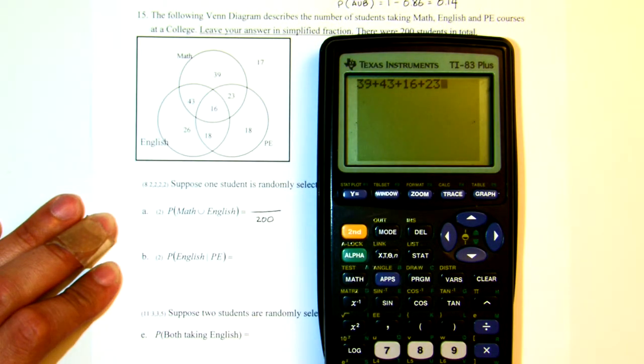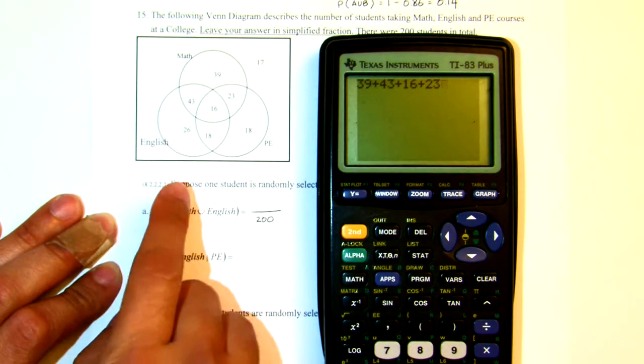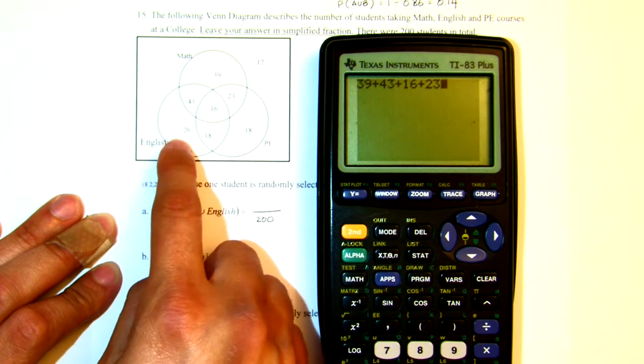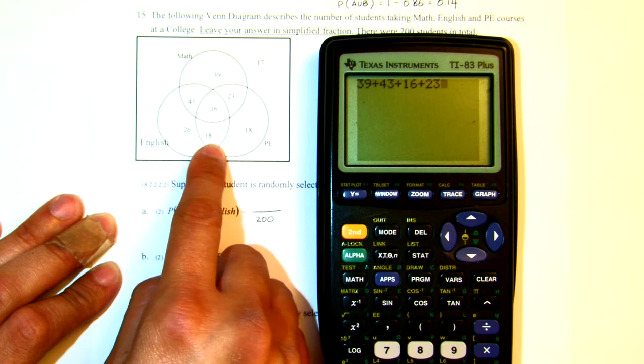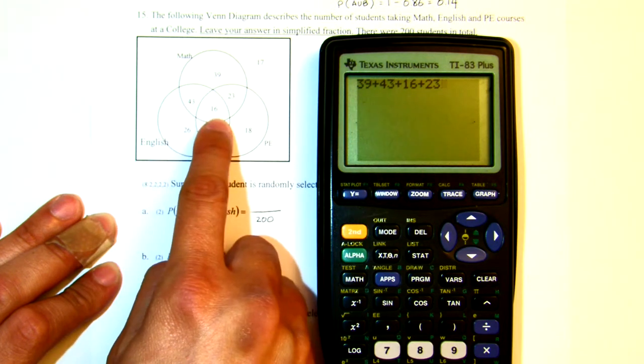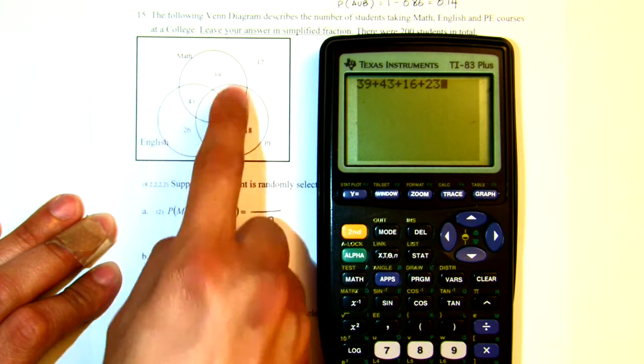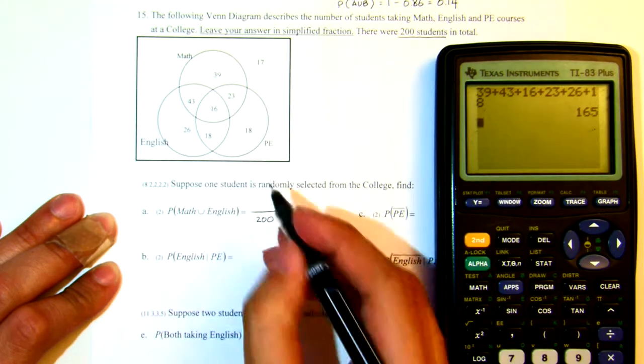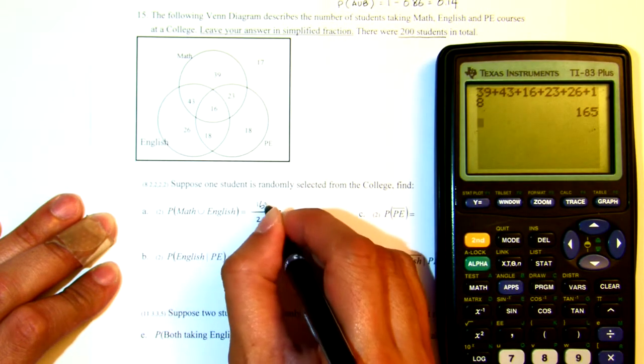Now, besides those students taking math, we also count the number of students taking English. Notice that I will not add 43 and 16 anymore because they're already counted in the math. Okay, I will just add 26 and 18. This will be the number of students taking math or English. That's 165 over 200.